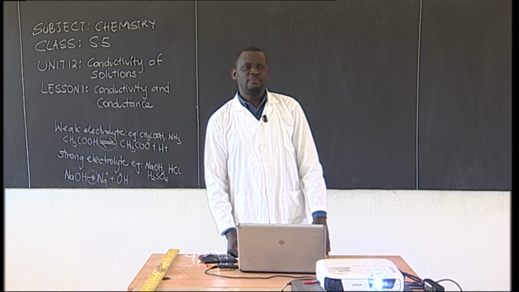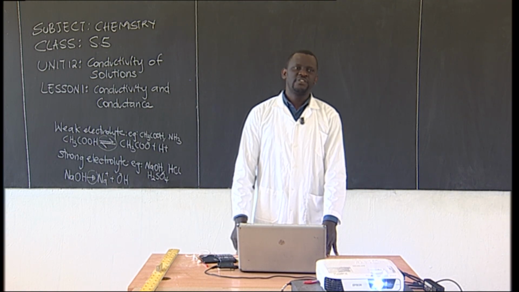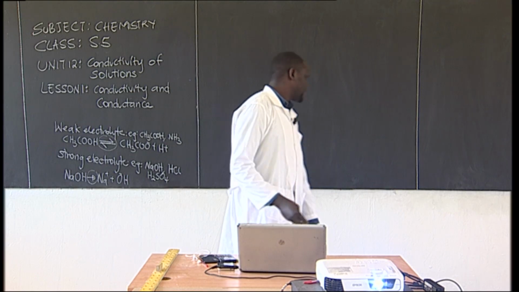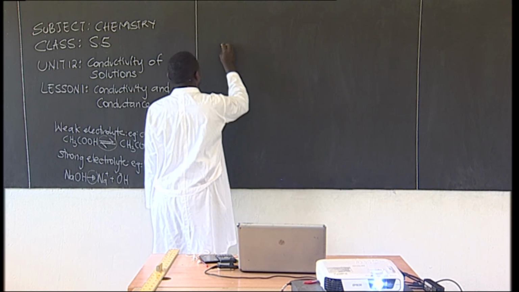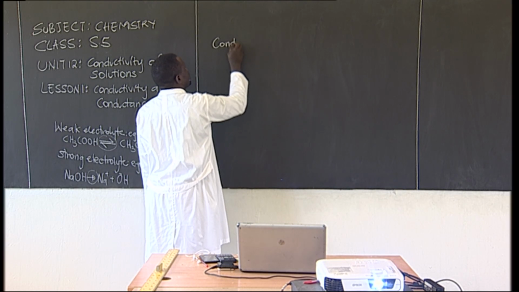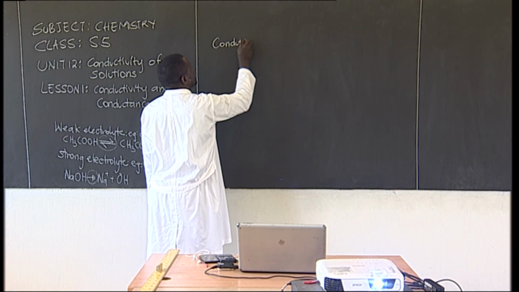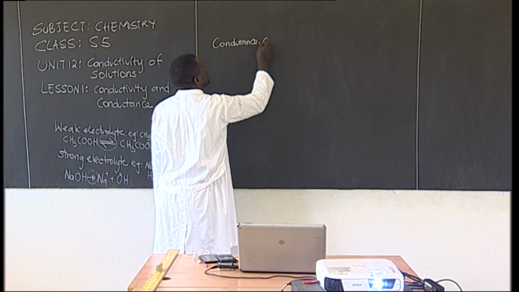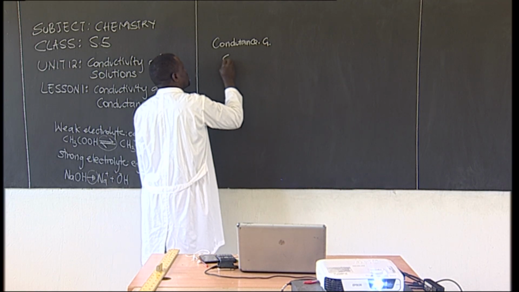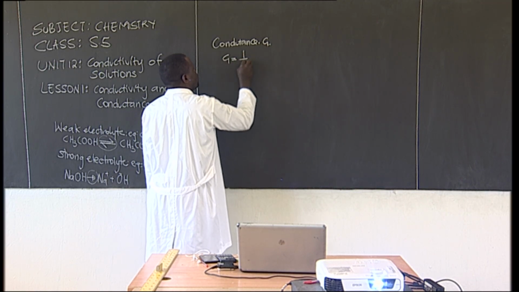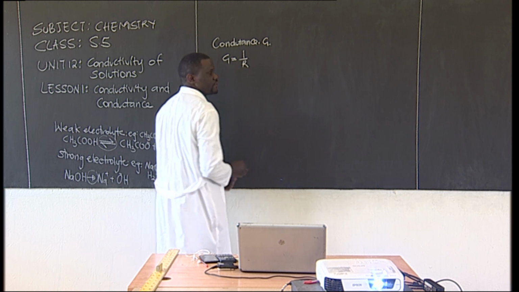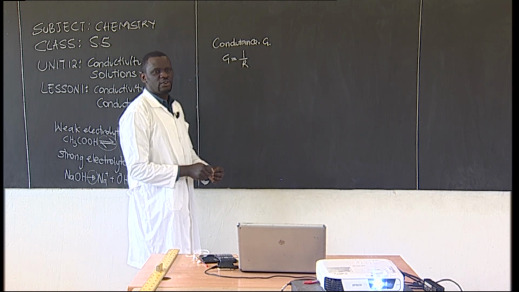So mathematically, we are going to give conductance a symbol, G. And we are going to say that actually conductance is a reciprocal of resistance. Is a reciprocal of what? Resistance.